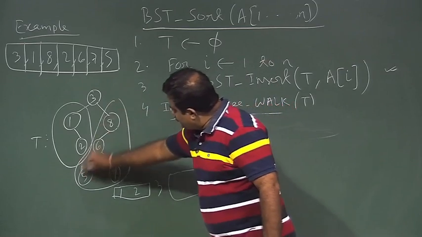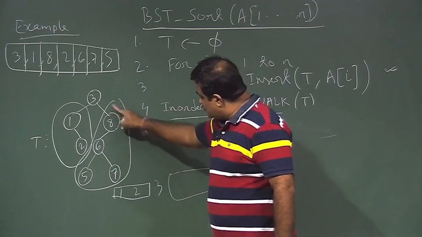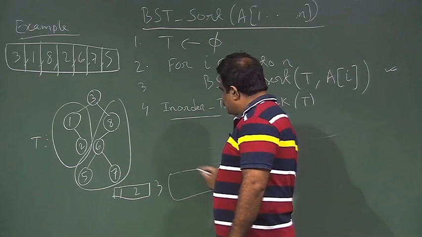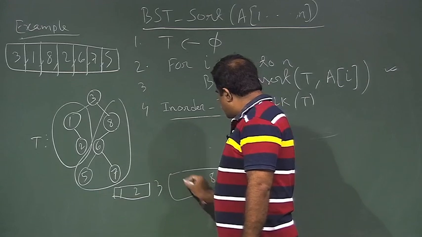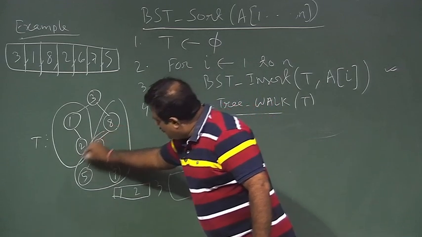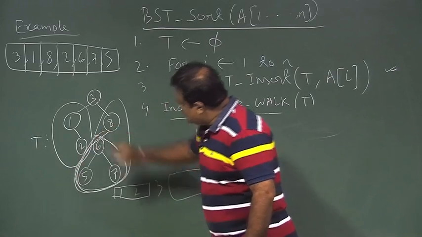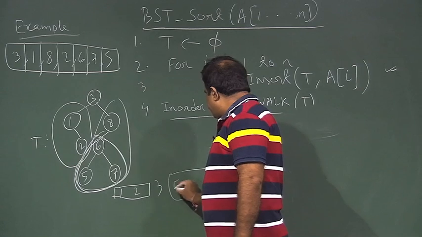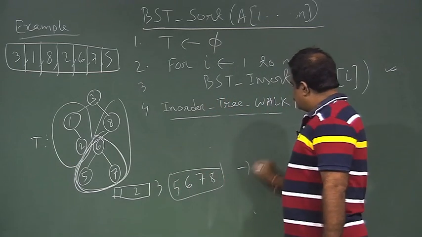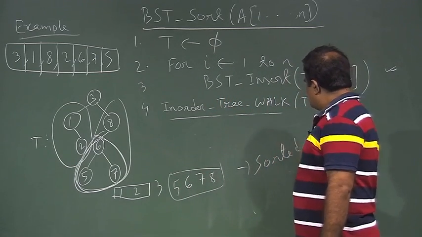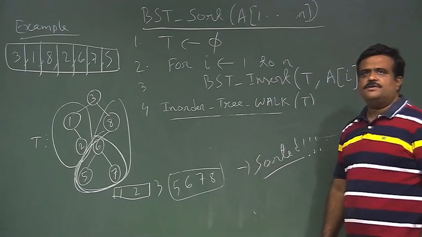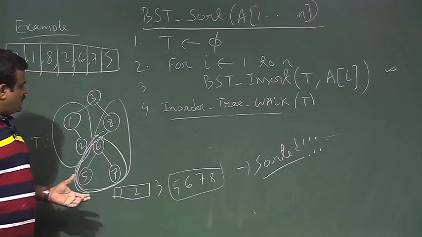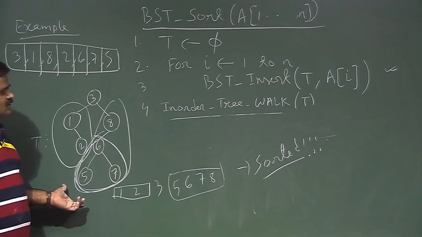And similarly for this tree, so 8 is the root for this subtree. Now, we call the inorder tree walk. So, there is no right subtree. So, 8 will be printed here and this has to print the left subtree. So, left subtree is this one. So, again for this we call, this is the root, this is the right and this is the left. So, 5, 6, 7 sorted. Okay, so if we do the inorder tree walk on this BST, we are getting the sorted array. So, this is called BST sort.